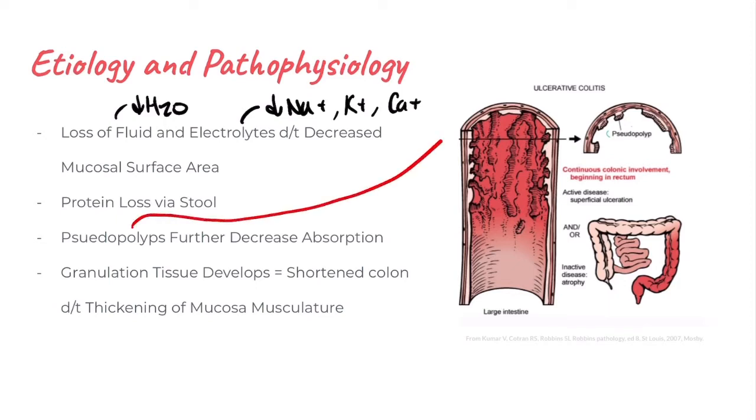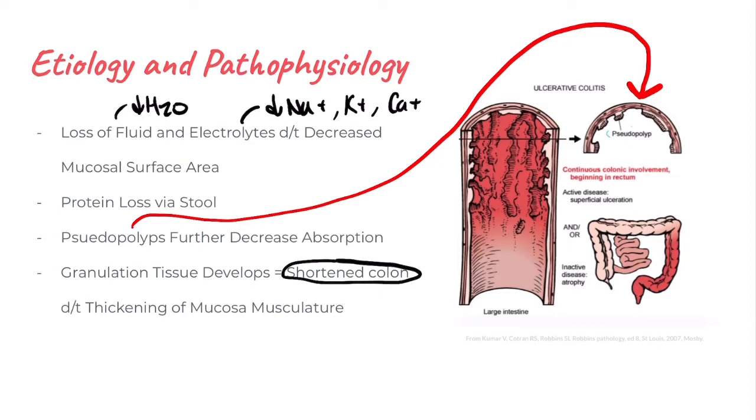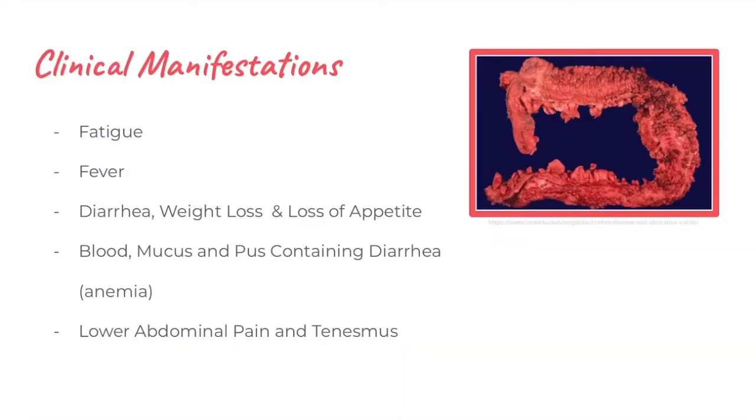Areas of inflamed mucosa can also form pseudopolyps, which are tongue-like protrusions into the lumen of the colon, which further decrease the surface area for absorption. The colon becomes shortened from the mucosa musculature thickening as granulation tissue develops.